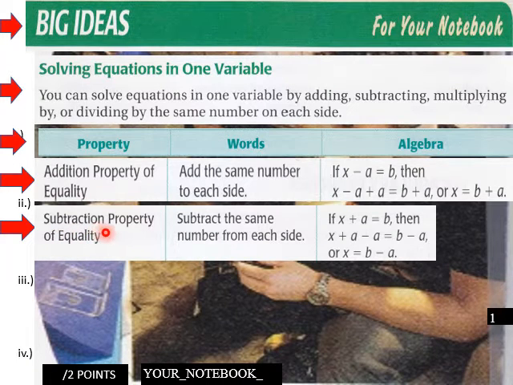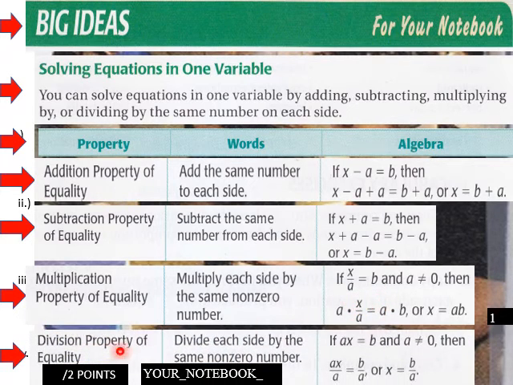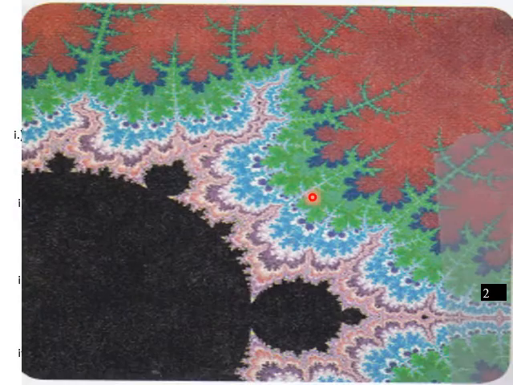Still can use the equal signs between the two terms. And then subtraction property of equality. As long as we subtract the same from each side, we'll still have an equation. And then multiplication property of equality. If we multiply each side by the same non-zero number, it'll still remain an equation. And then division property. If we divide each side by the same non-zero number, we can still have an equation.